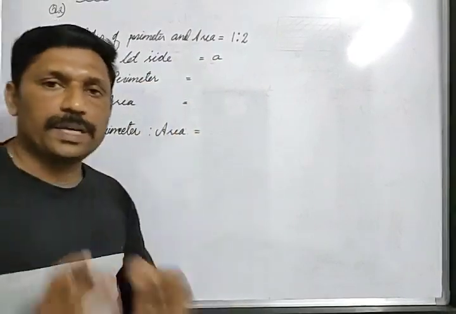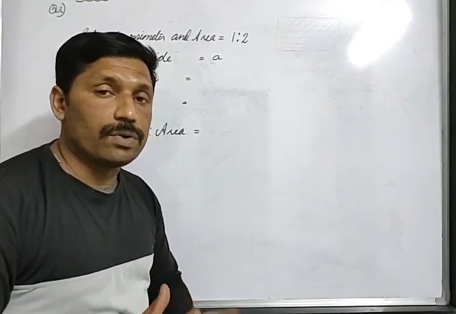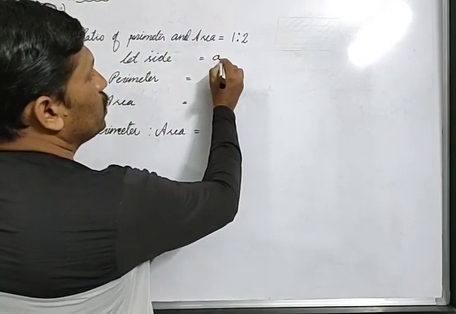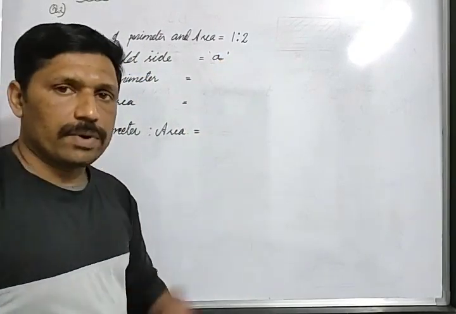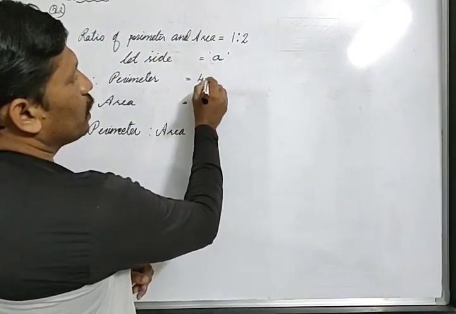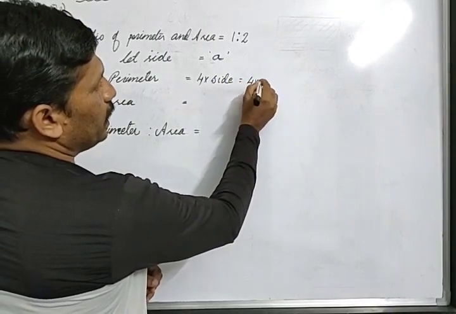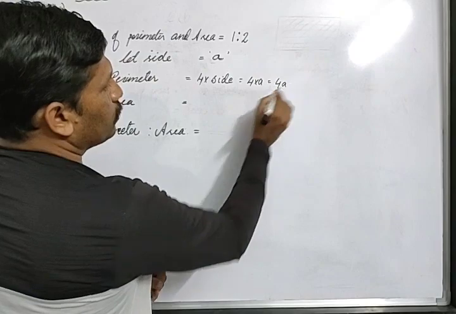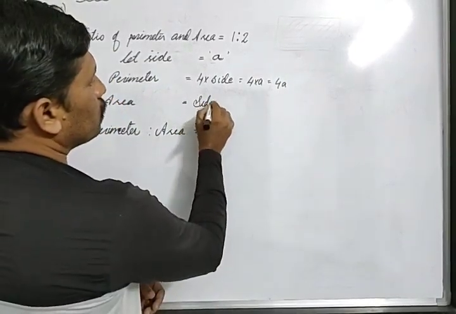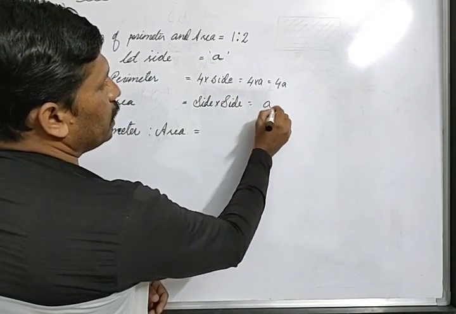So the area of the square is side into side. We don't know the side, so let the side be A, or any letter we can give. Therefore the perimeter formula is 4 into side, that means 4 into A, that is equal to 4A. And the area formula is side into side, that is equal to A into A.